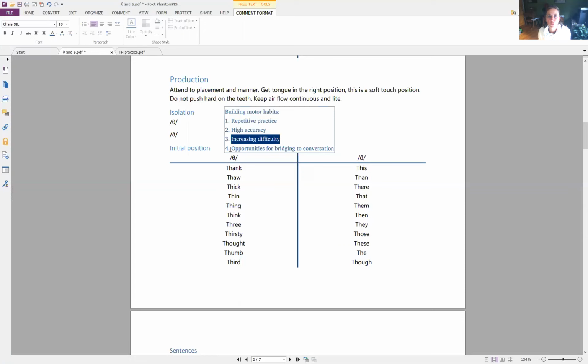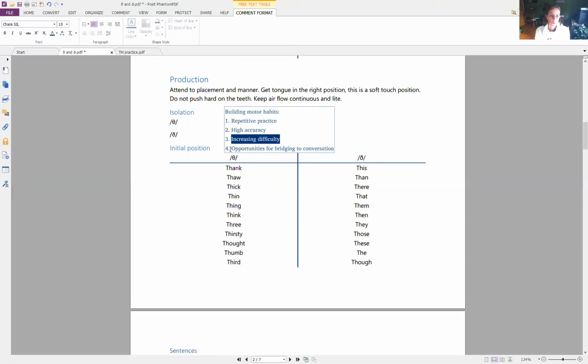And we're always looking for opportunities to bridge to conversation. How do you take this skill from I can do it on paper in this very structured way to getting it in conversation all of the time? So I can talk about some of those ideas as well. I hope I don't forget. I didn't write that down.